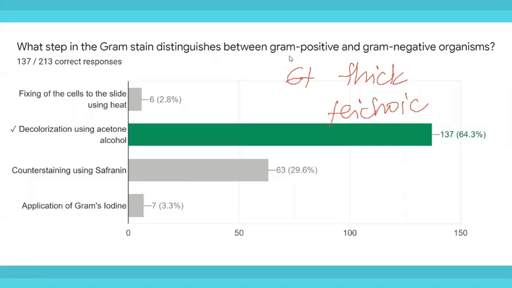Okay, next question. What step in the gram stain distinguishes between gram positive and gram negative organisms? So this is your decolorization using acetone alcohol. After the addition of your mordant in the gram stain, the primary stain, which is your crystal violet, would be locked in the gram-positive cell wall, since the gram-positive cell wall is thick and it contains teichoic acid. In the decolorization step, the crystal violet would be removed in the gram-negative cell wall, but the crystal violet will remain in the gram-positive cell wall.